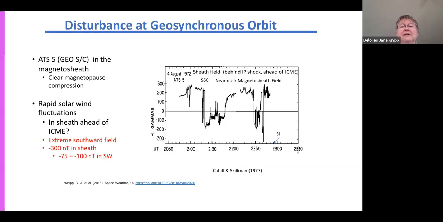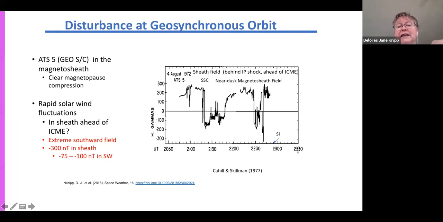Now to why the sea mines blew up. We have one spacecraft out at geosynchronous orbit, ATS-5. It's in the magnetosheath, and all of a sudden, it's no longer in the magnetosheath, it's in the solar wind. And so what has happened, we believe, is the spacecraft was in the magnetosheath measuring typical magnetosheath magnetic fields, and then the field goes southward, which it should not do unless it is actually measuring solar wind magnetic field.